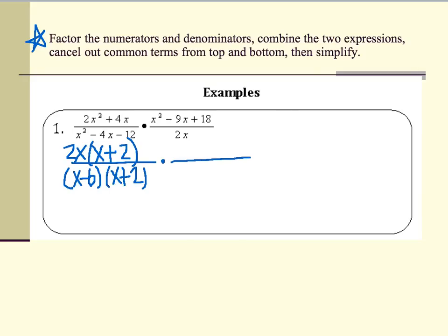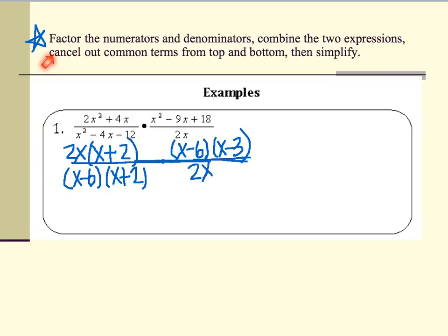Times, okay, let's factor the second one. What can you multiply to get positive 18 that adds up to negative 9? Well, that would be negative 6 and negative 3. So this is x minus 6 times x minus 3. And the bottom will stay 2x here. So we've done our first thing. We've factored the numerators and denominators. Combine the two expressions. This is all multiplying, so I can really just make this into one big fraction.